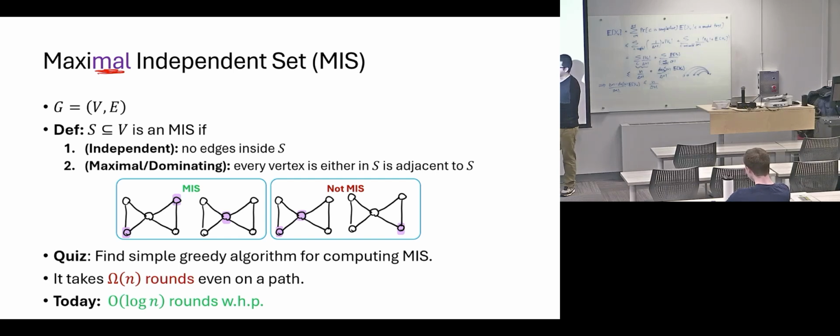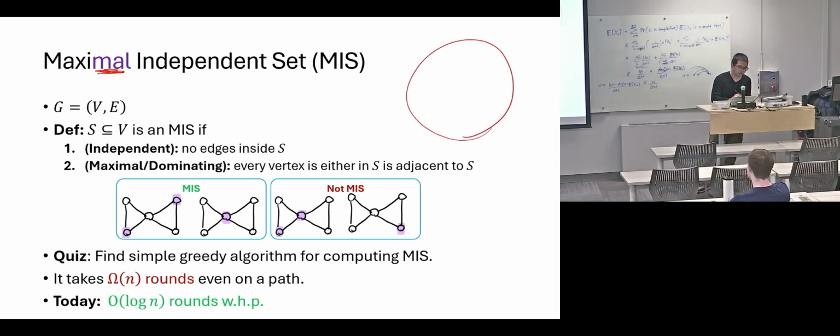Now, can you imagine some simple greedy algorithm that takes n rounds, on a path maybe? One simple greedy algorithm is: choose any node, pick that into your MIS, delete that node and also delete its neighbors, and look at the remaining nodes, pick a node, and repeat and continue. This idea you can implement in any model, and you can implement it in the distributed model too.